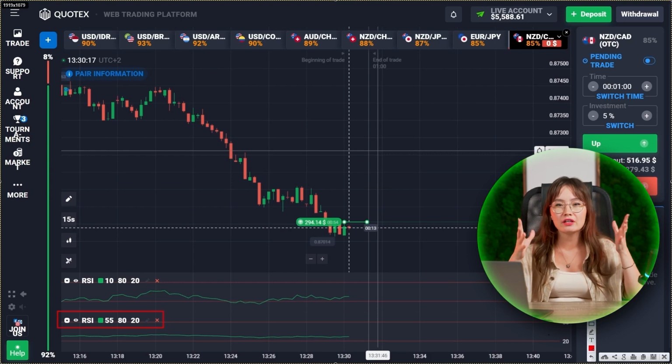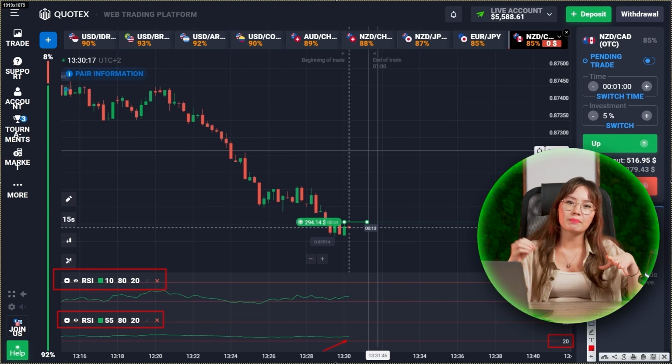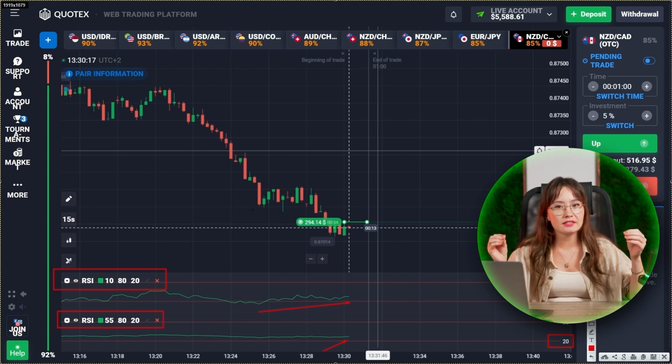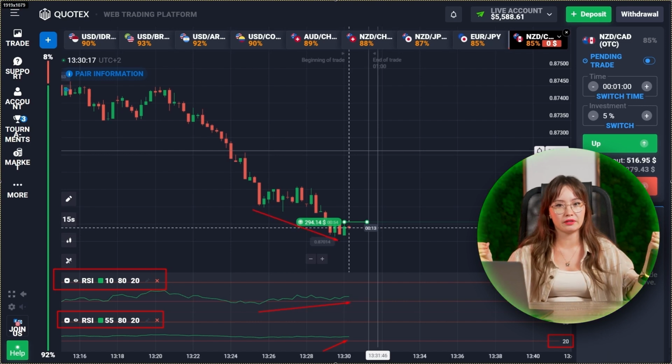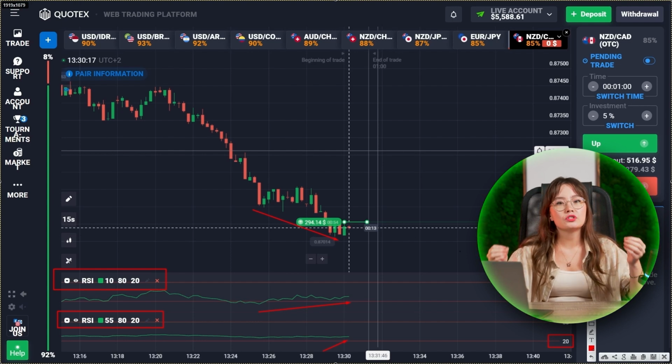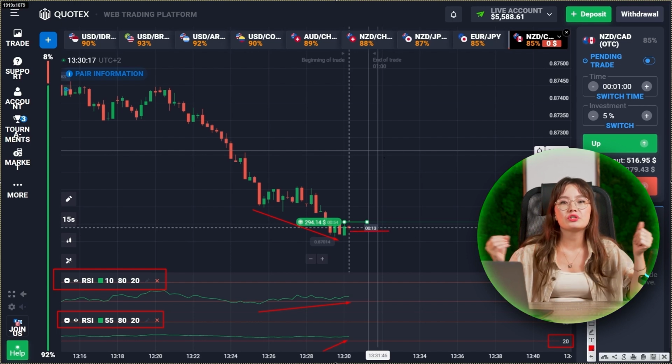It should be very close to one of the levels. Here, it's near the oversold zone. The fast indicator with a period of 10 will show divergence. In this case, the RSI line is rising noticeably, while the chart shows a decline. This is called a bullish divergence, after which traders expect an upward reversal.